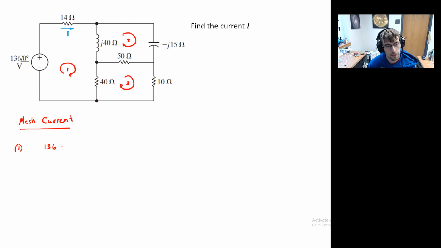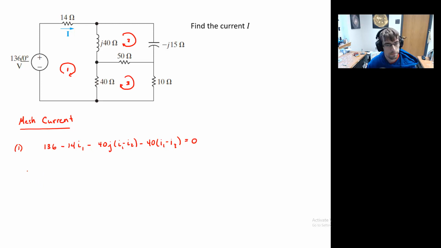And then what do we have? We have our 14 I1 drop, then minus our 40j (I1 minus I2), and then minus our 40 (I1 minus I3). And that whole rigmarole is going to be equal to 0.